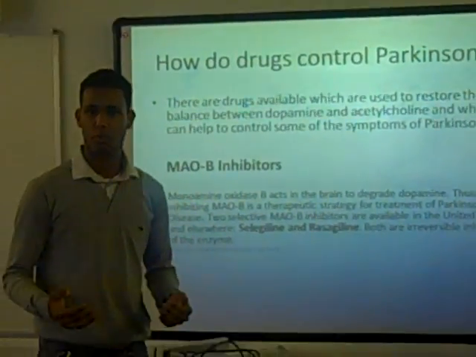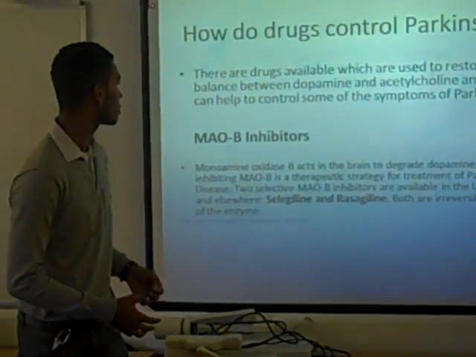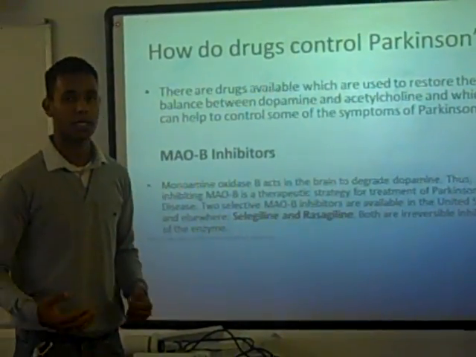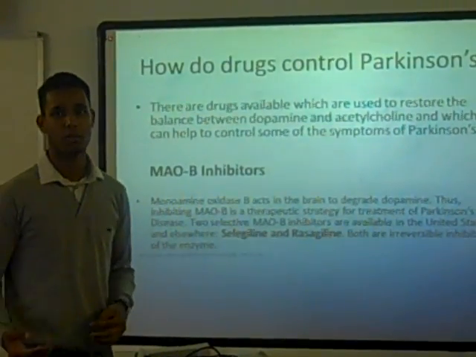So, how do you cure Parkinson's disease? Well, there is not yet a cure, but there are drugs available which are used to restore the balance between dopamine and acetylcholine, and which can help control some of the symptoms of Parkinson's disease.